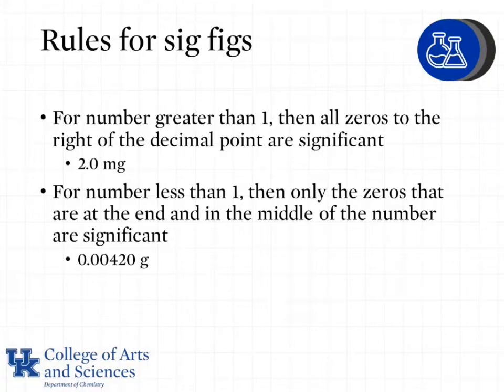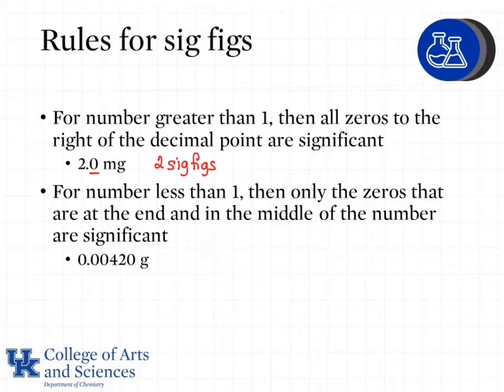Now we need to look at zeros that fall at the end of a number, and this is where things get a little bit more complicated. Let's look at the first example here. For numbers greater than 1, all zeros to the right of the decimal point are significant. So we have 2.0, and in this case that 0 is significant because the number is greater than 1 and the 0 is to the right of the decimal point. And this tells us that we know that answer precisely at 2.0. Saying we know the value to 2 milligrams is not as precise as saying we know 2.0. So when we look at 2.0, we see that it has two significant figures.